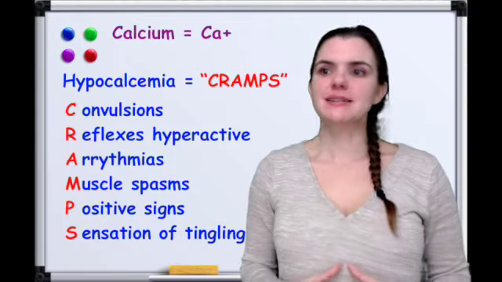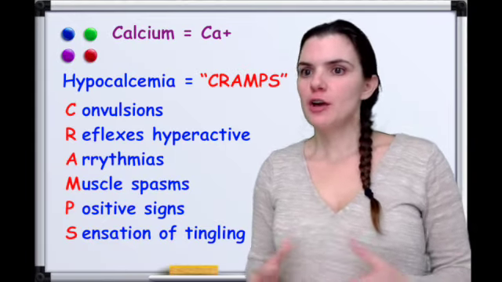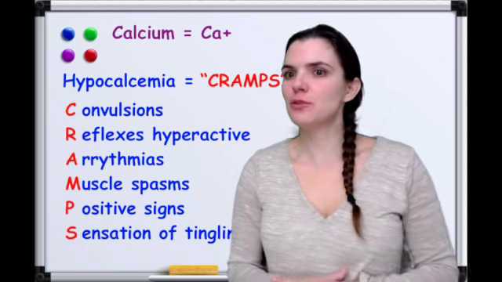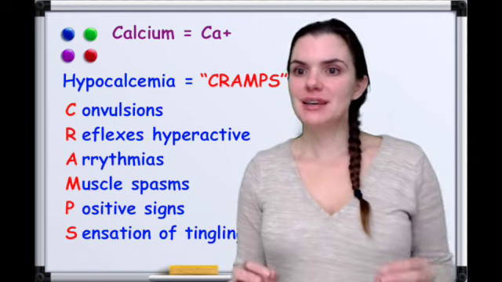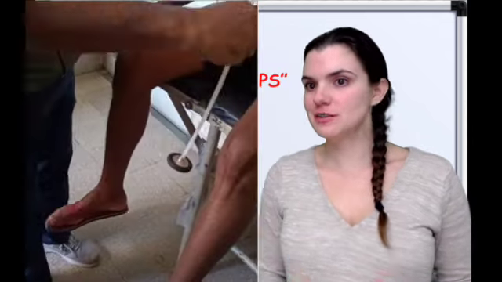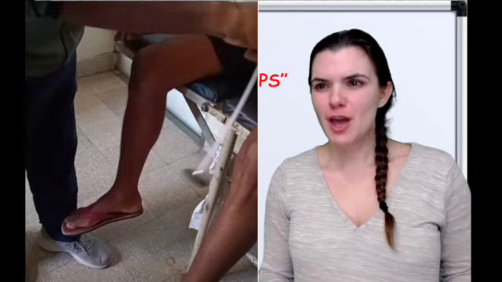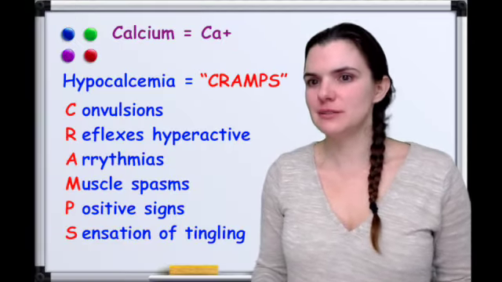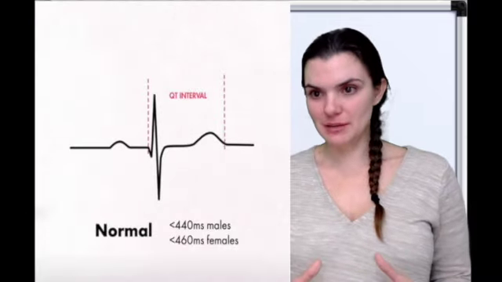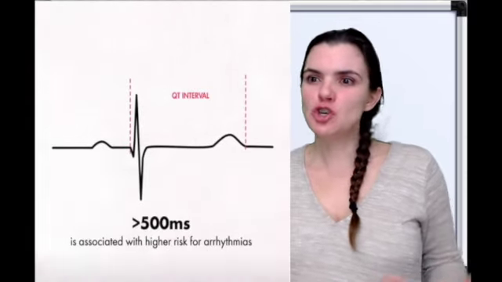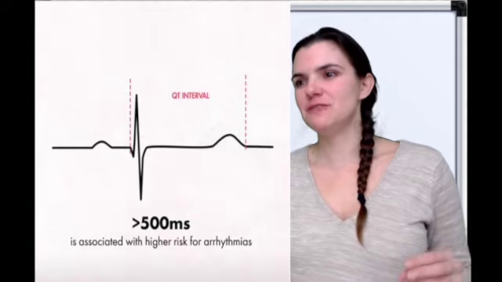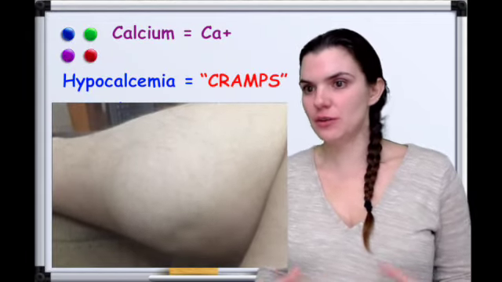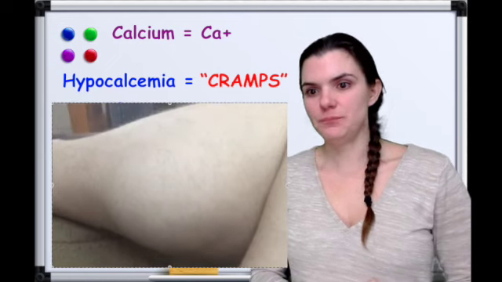Now, what are the signs and symptoms of hypocalcemia? We know that our muscles and our nerves are definitely going to be affected. So let's remember the word CRAMPS. C is for convulsions. R is for reflexes hyperactive. When you check those deep tendon reflexes, they're going to be very hyperreflexive. A is for arrhythmias, and they will have prolonged QT interval if the calcium is severely low enough. M is for muscle spasms in the calves or the feet. This is known as tetany.